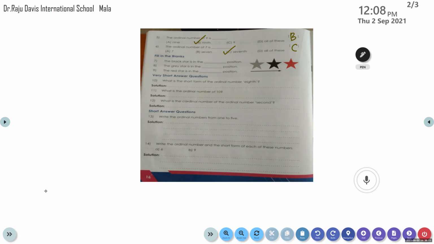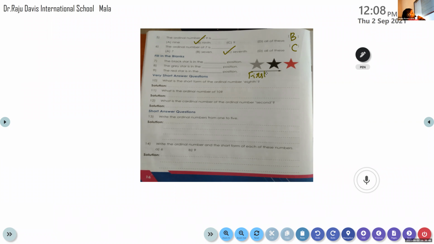The ordinal number of 7 is dash. Which one? I asked question number 7. The black star is the dash position. Position. Okay. You can see here 3 stars. You can see gray color, black color, and red color. What is the position of gray color, Krishna? First. Very good. F-I-R-S-T. First.